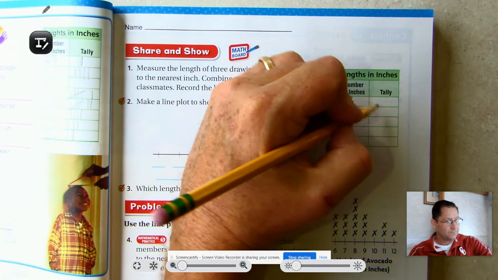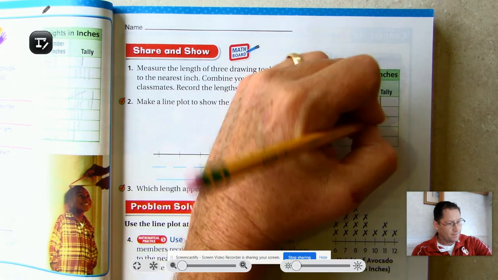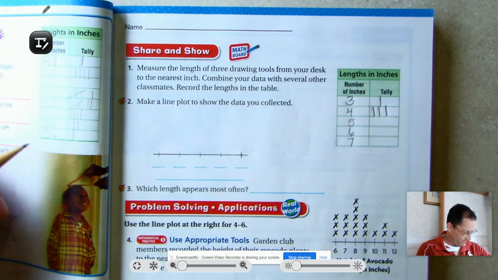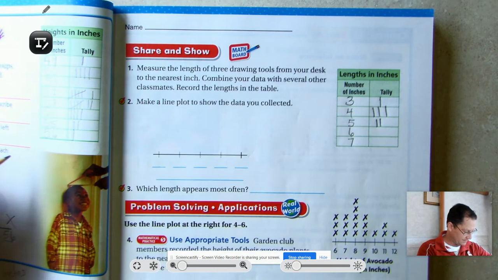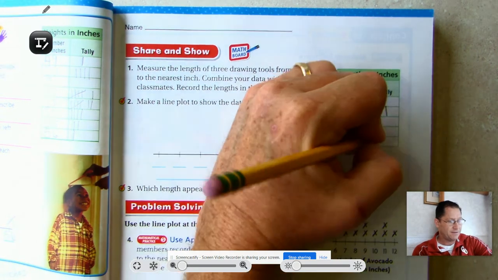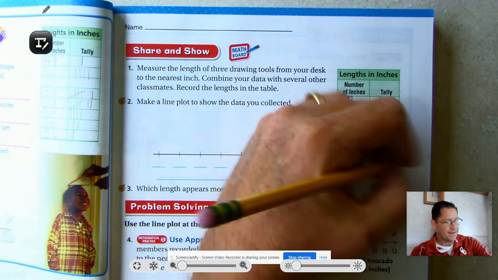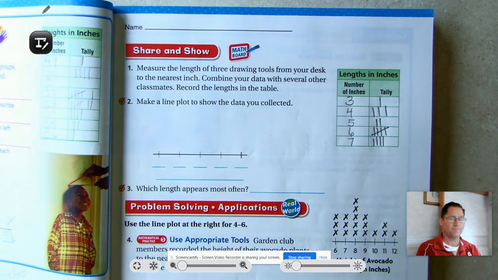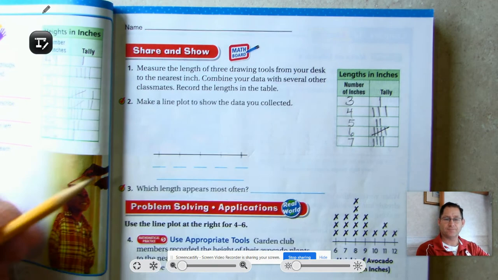And we had, one of you had something that was 3 inches, 3 that had 4 inches, maybe 2 students had something that was 5 inches, maybe most of them were 6 inches, and maybe something like that. So whatever your numbers are, you put tally marks just like this, okay?